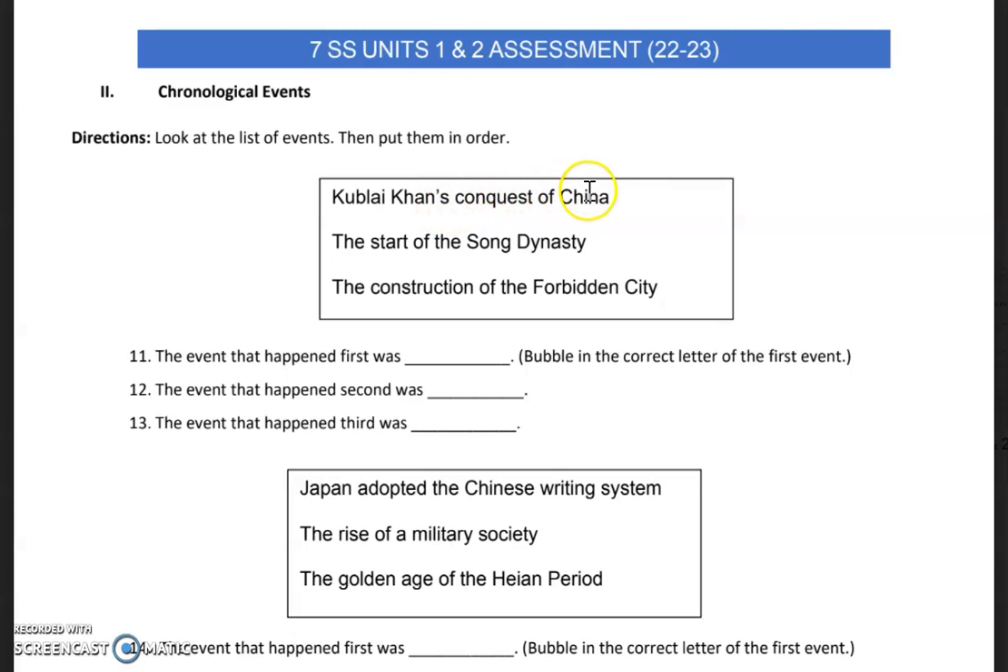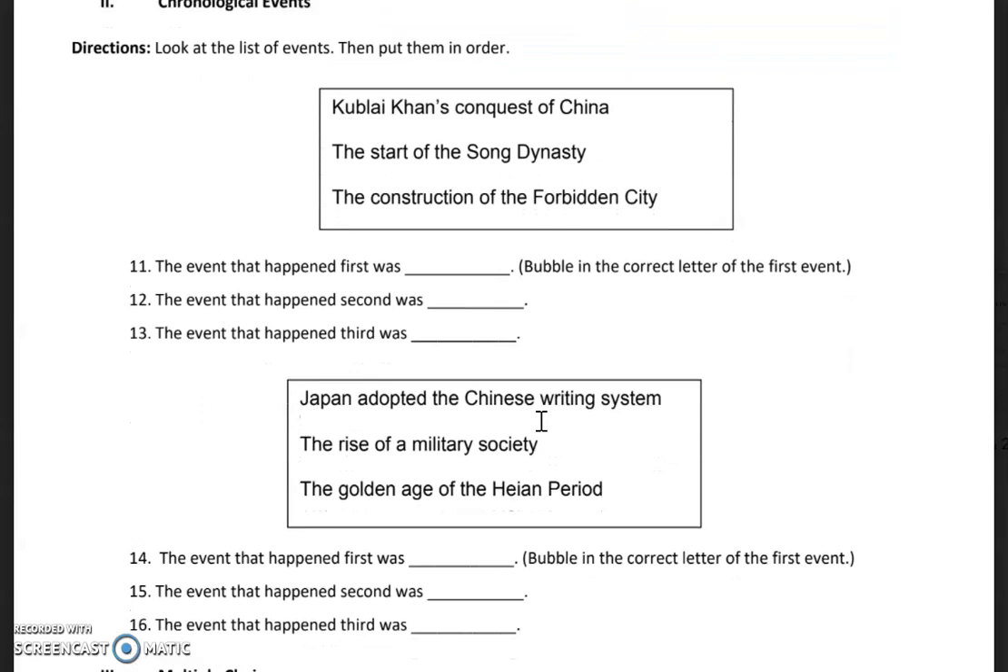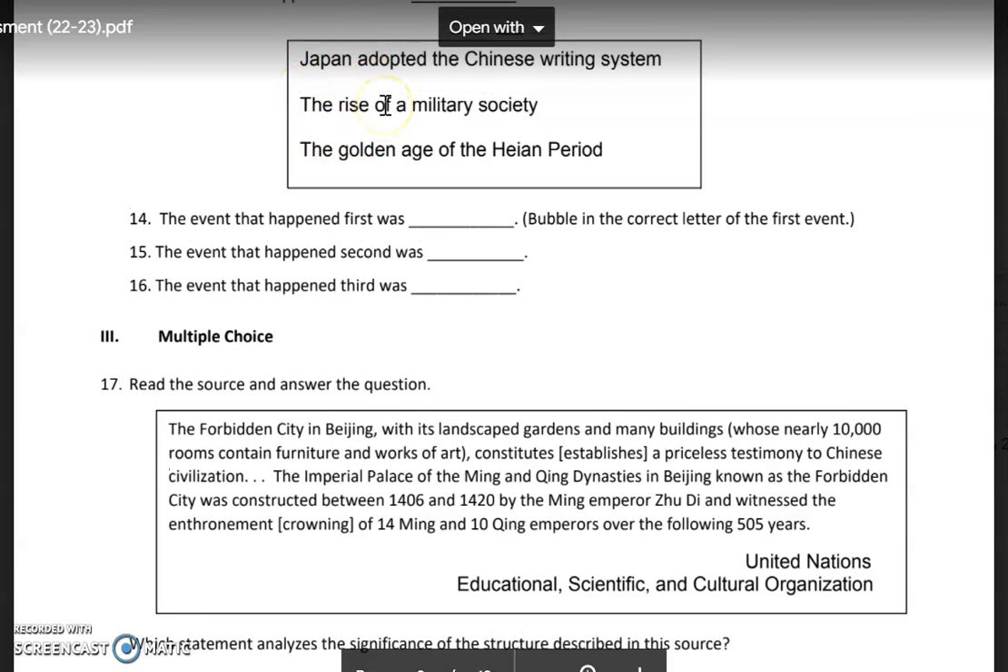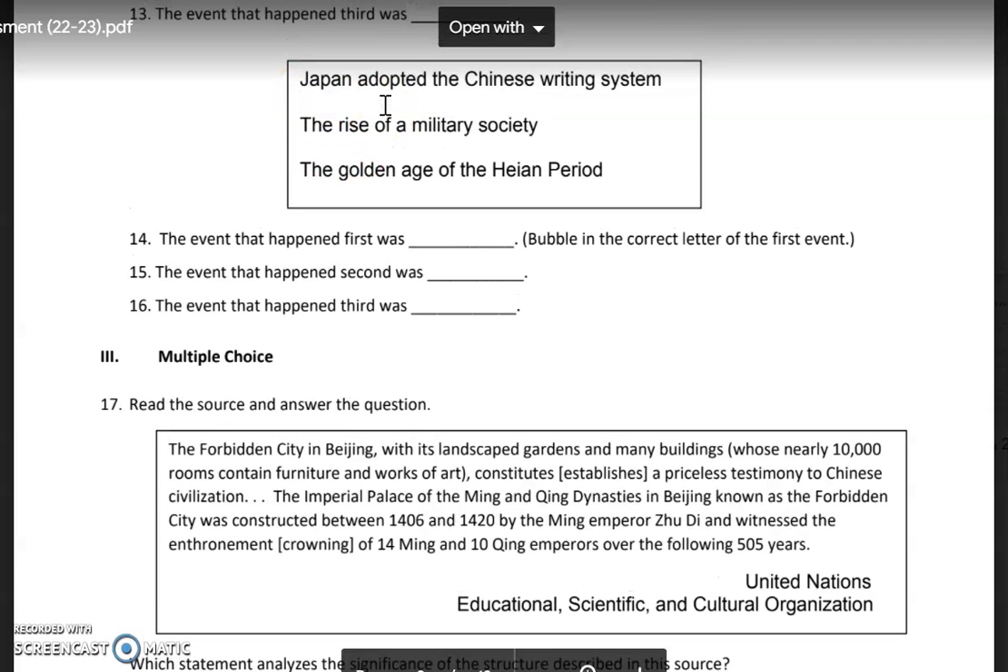Kublai Khan's conquest of China, the start of the Sung Dynasty, the construction of the Forbidden City. 11. The event that happened first was blank. 12. The event that happened second was blank. 13. The event that happened third was blank. These are the same, just label the events 1, 2, 3, unless Mr. Malbrough has told you how to bubble them.